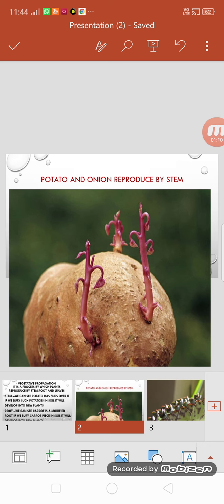A very good example you can see here in the picture. This is a potato, it is a type of stem and you can see the roots are coming out of the potato, right? So if we bury these kinds of potato in the soil, it develops into a new plant.